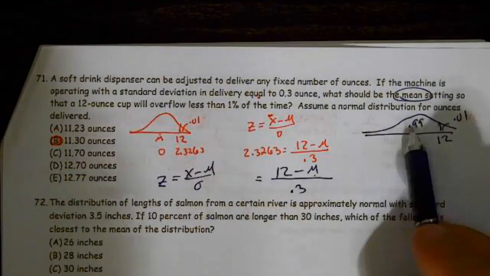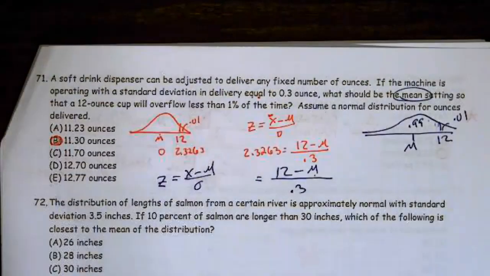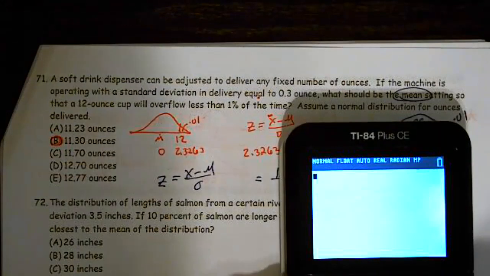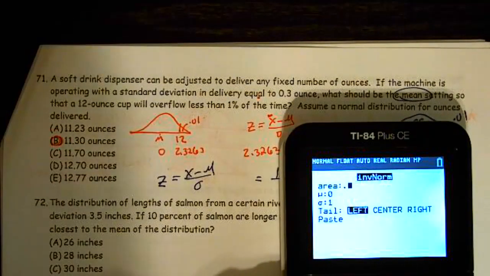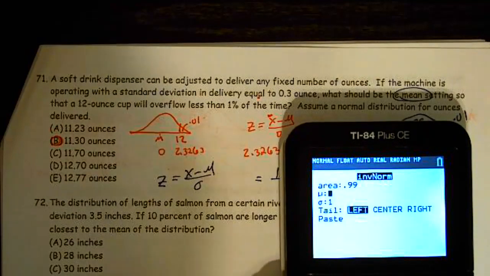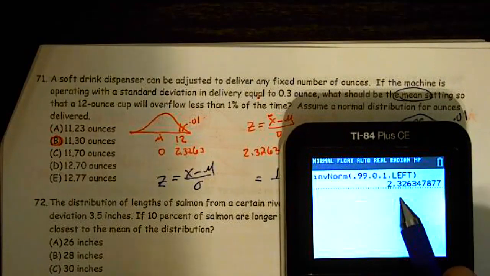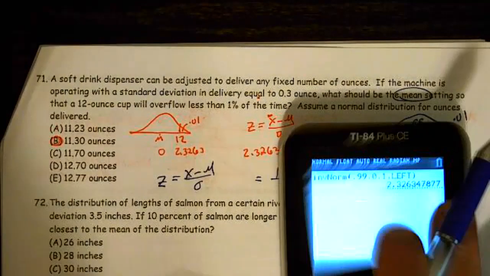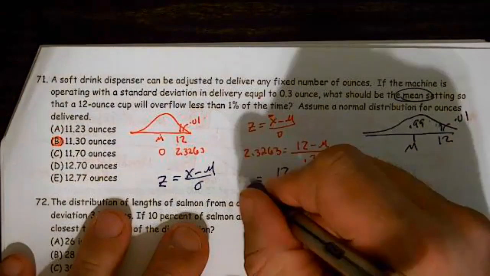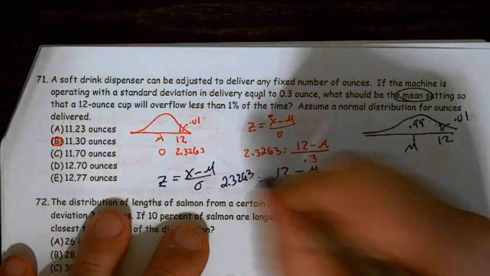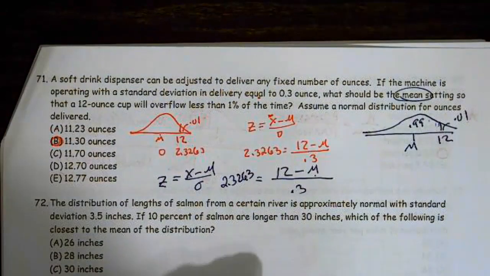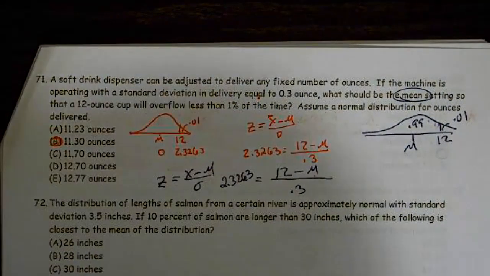Well, they gave me an area, and anytime they give me an area, I can go back and go, all right, second vars, inverse norm. My area is 0.99. All z-scores have a mean of 0 and a standard deviation of 1. And so then I do that and I end up getting 2.326. So my z-score is 2.3263.